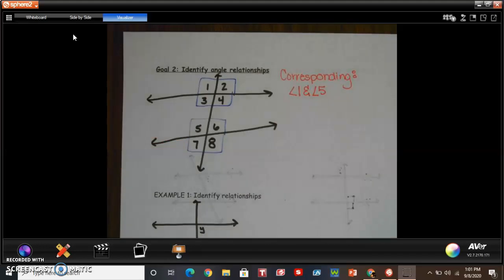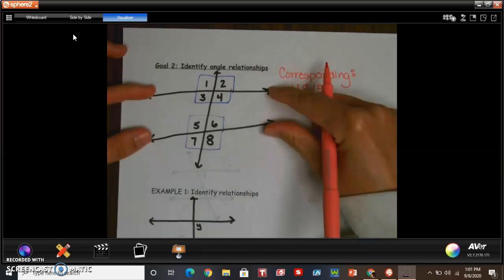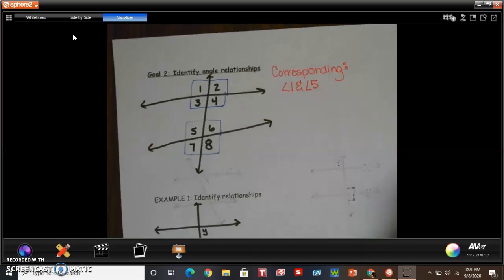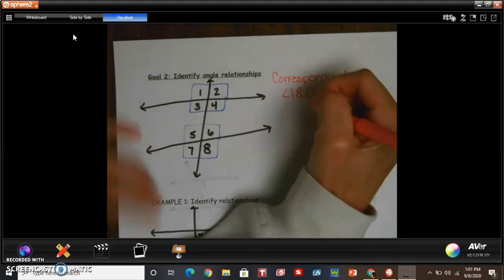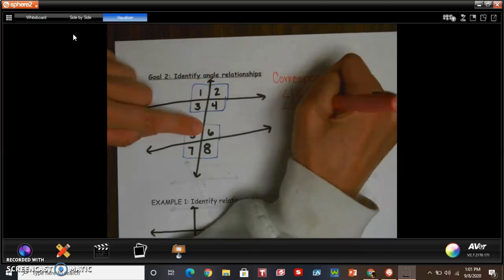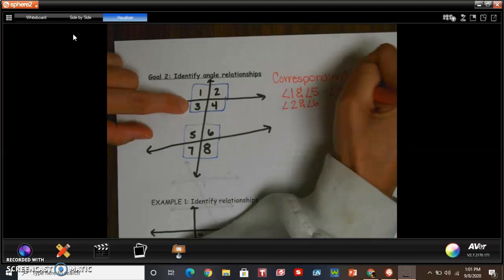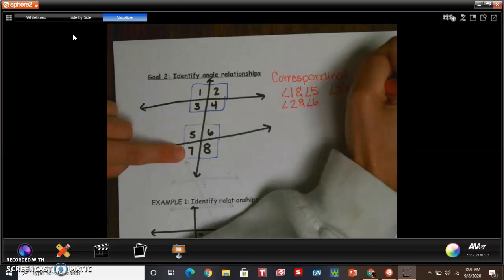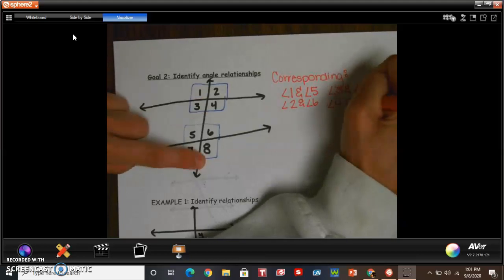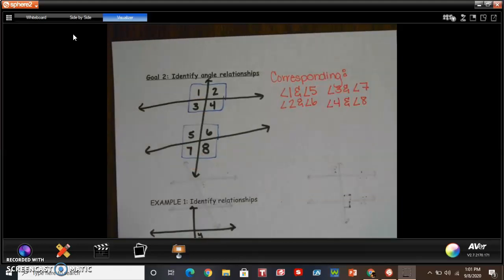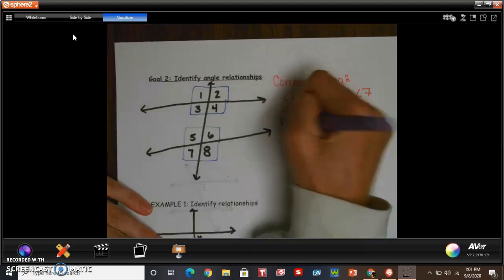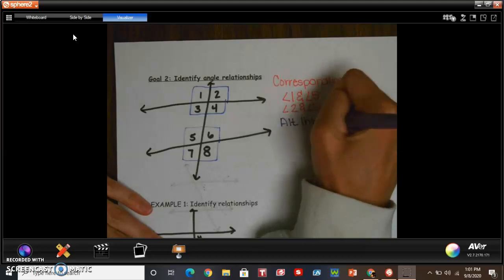Therefore, they are corresponding. Another way you can think of this is if you took these 2 lines, smashed them together, which angles would be in the same spot? So 2 would match up with 6. 3 would match up with 7. And 4 would match up with 8. Okay? Next, we have our alternate interior angles.